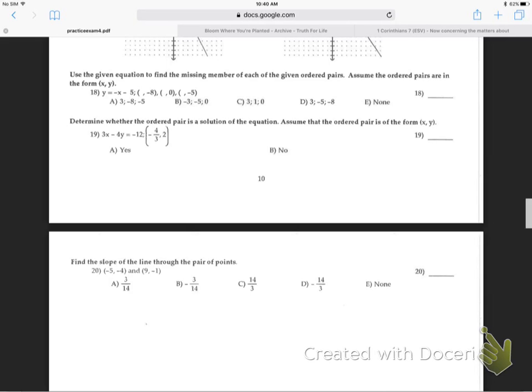Okay. 18. Use the given equation to find the missing member of each of the given ordered pairs. Assume the ordered pairs are in the form x, y. So they're giving me an equation here: y equals -x minus 5. And then they're giving me partial points. Remember, it's always x first, then y. So in all 3 cases, they're giving me y, aren't they?